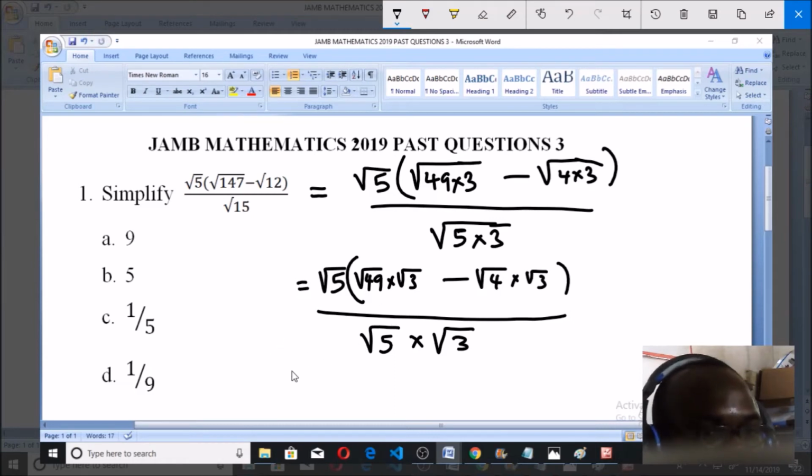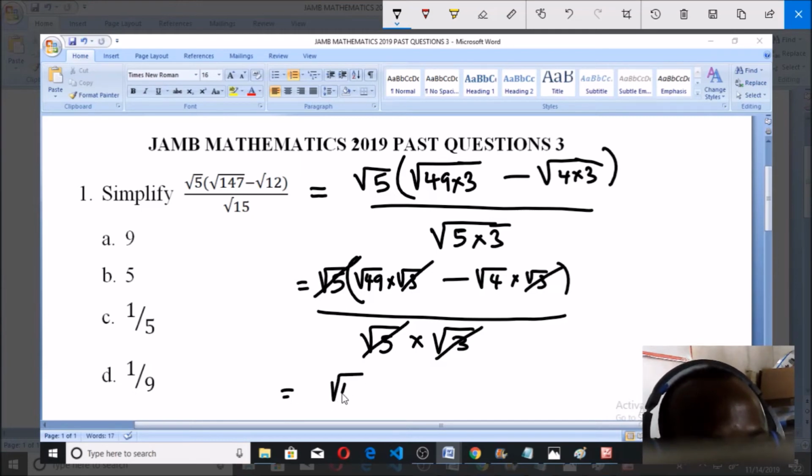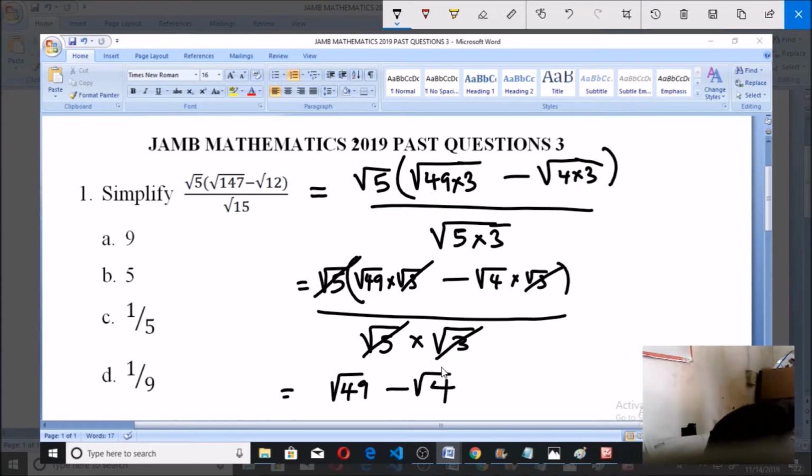So with this, it is very interesting now. Since everything in the bracket is multiplied by √5, we can cancel out √5 and √5. Gone. So next thing is that you have √3 here, you have it here, you have it here. So you can cancel out this √3 together with this and this. So you are now having only √49 minus √4. You can see that it's going down.